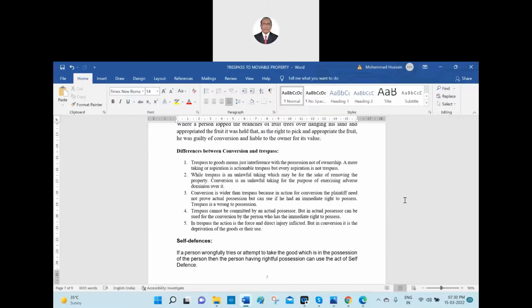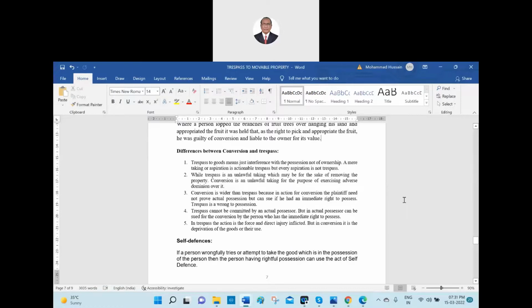Number 1, trespass to goods means it is just interference with the possession, not of ownership. We are not at all bothered about the ownership. If the possession is disturbed, it's enough. Mere taking or asportation is actionable trespass, but every asportation is not a trespass. But in trespass, what will happen? Merely keeping your leg on somebody's land is enough, actionable per se. No proof is needed there. Is it clear?